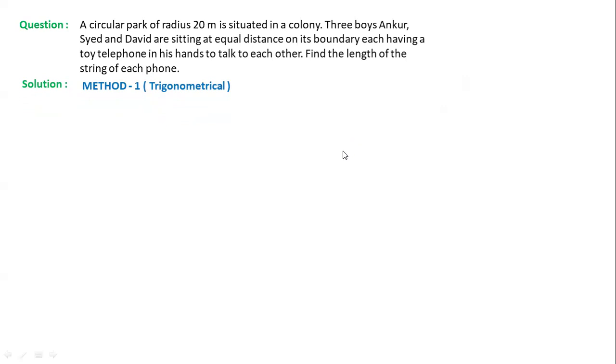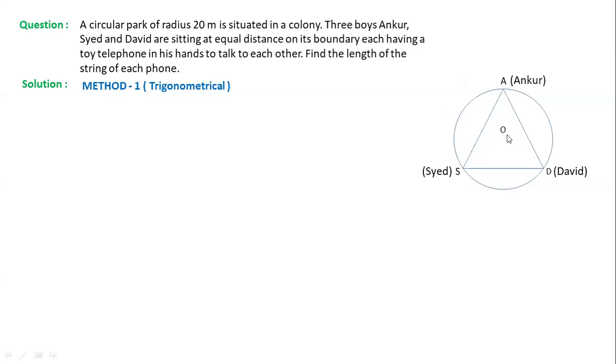First, let us draw the figure. The figure will look like this. This is a circular park. Ankur is sitting here, because we have already visualized it, so I'm just writing it again. Syed is sitting here and David is sitting here. They are at equal distance, so if you connect all these, they form an equilateral triangle. It will be like this.